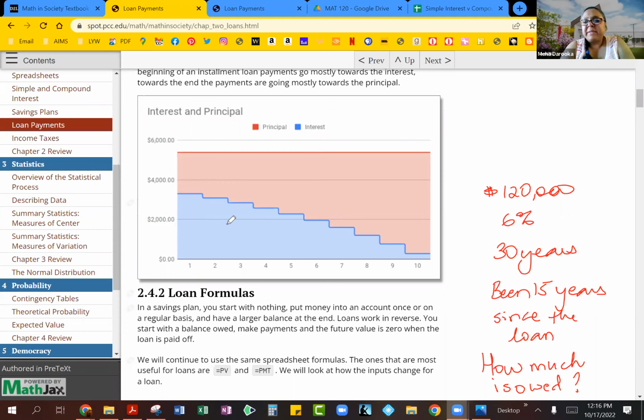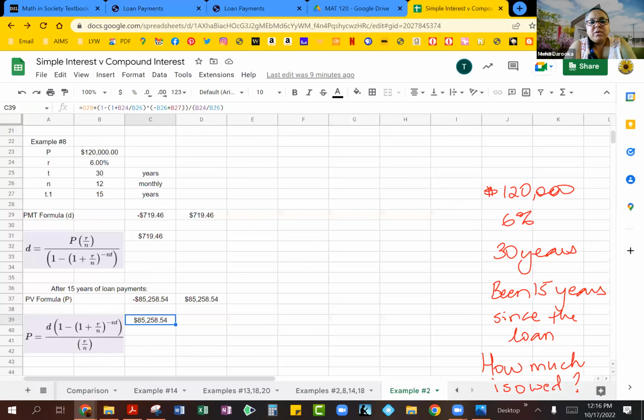Okay, Amanda, I'm glad you figured that out. So that's the reason why you cannot just take your 719 multiplied by 12 multiplied by 30 and get your total amount, and then divide it by 2. What if instead of 15 years, they had said it's been 20 years and you have 10 years left? That wouldn't be halfway of the time frame. So that calculation wouldn't work.